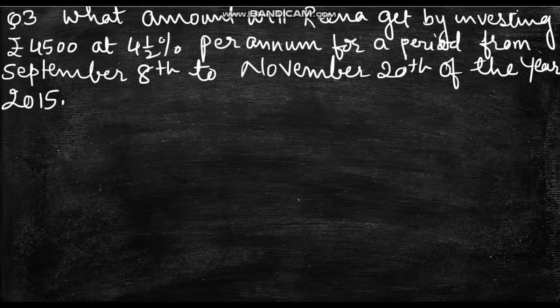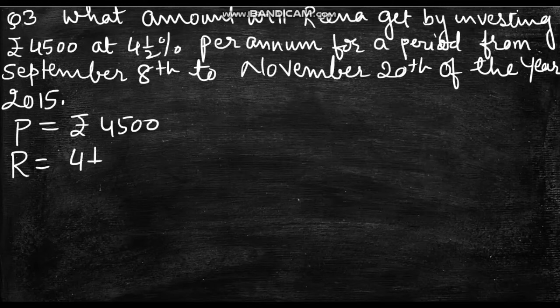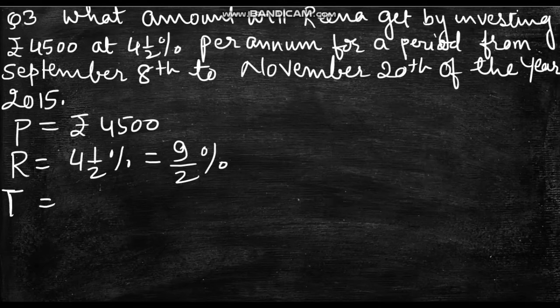First of all, let us put what is given. Principal amount P is rupees 4500, so there is no problem here. Rate is 4.5% per annum, which means 4 and 1 by 2, that is 9 by 2. Convert it into an improper fraction. Now calculate time. This is the most important thing and you should learn this. How will you calculate time?